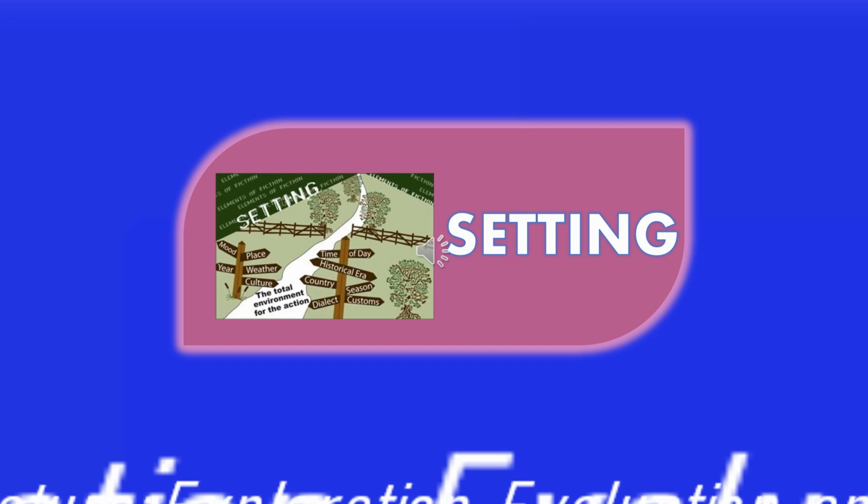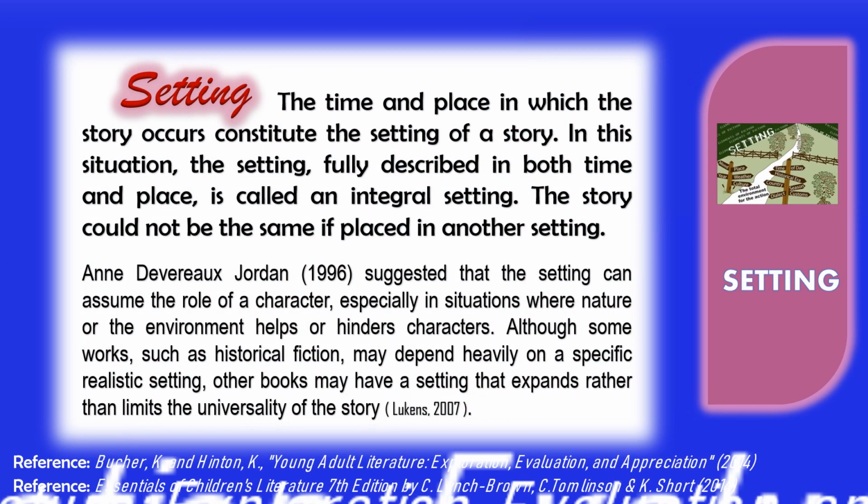Setting. The time and place in which the story occurs constitute the setting of a story. The setting's importance depends on the story. For example, in historical fiction, the authentic recreation of the period is essential to the comprehension of the story's events. In this situation, the setting, fully described in both time and place, is called an integral setting. The story could not be the same if placed in another setting.